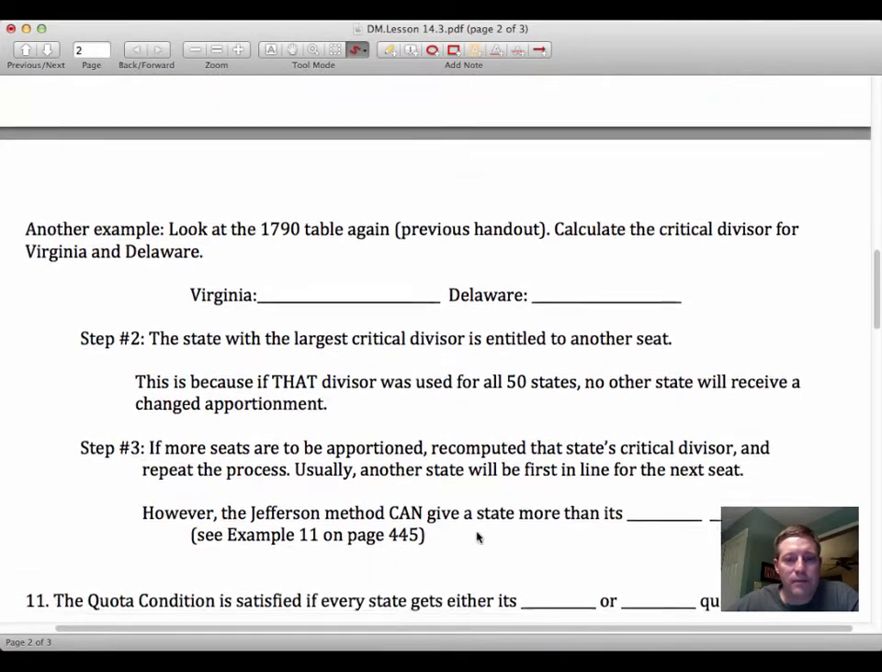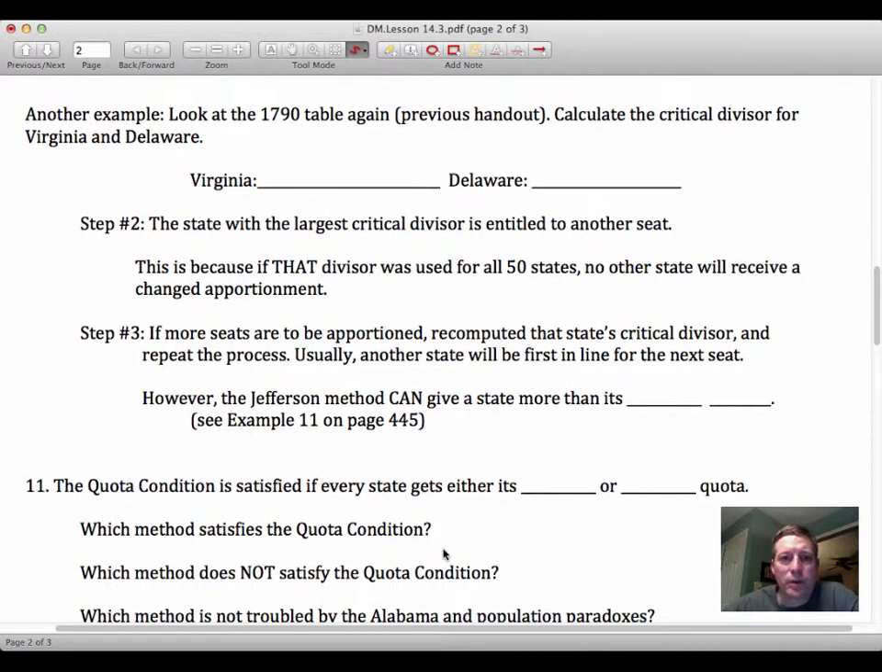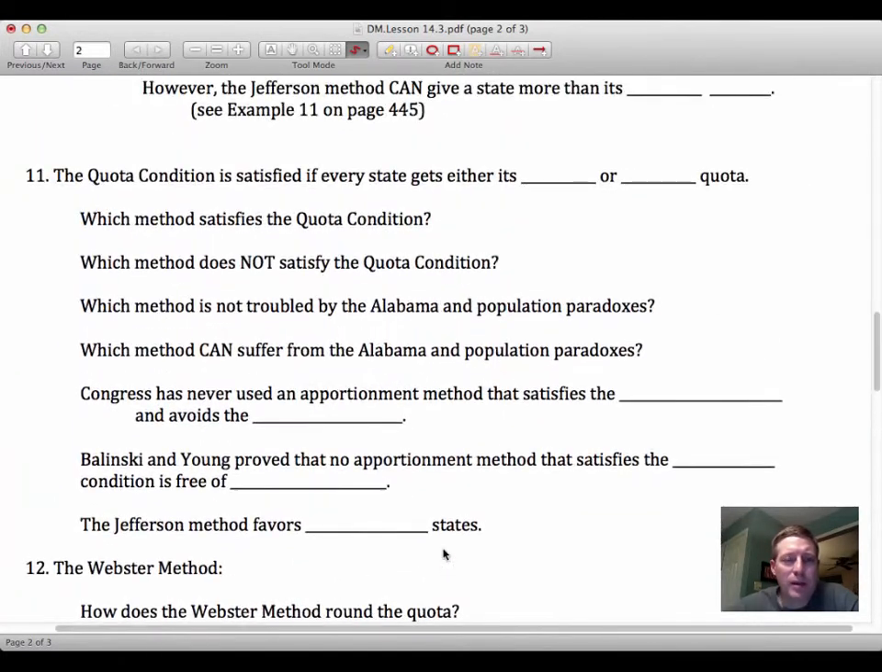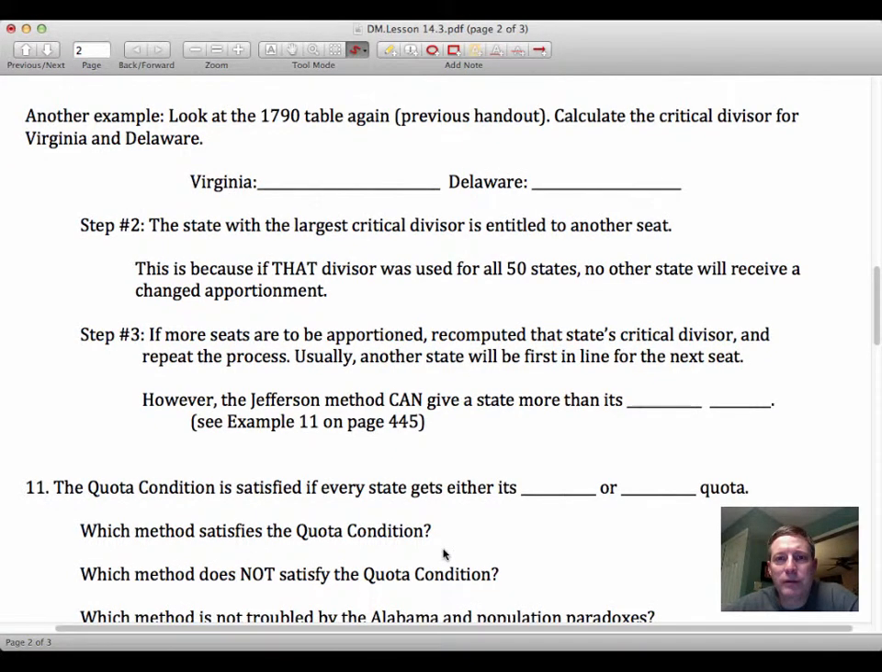All right, so if you look at the 1790 table, which was on the previous handout, but I think I copied it on the 4th page of this handout, you should see a place for you to calculate the critical divisor for every state. We can just do it for Virginia. That wouldn't be too hard. So if we wanted to calculate, you can turn to the 4th page, or you can write it here, whichever you want. But we're going to calculate the critical divisor for just 2 states. We're going to calculate it for Virginia, and we're going to calculate it for Delaware.